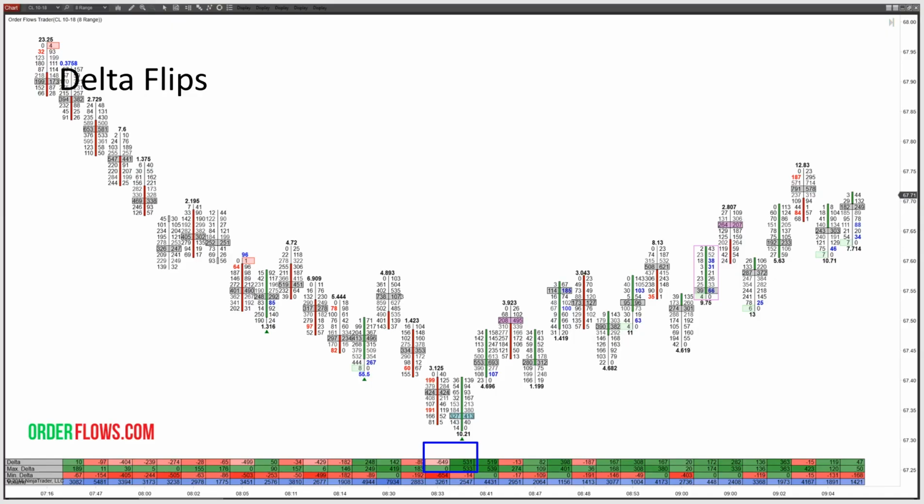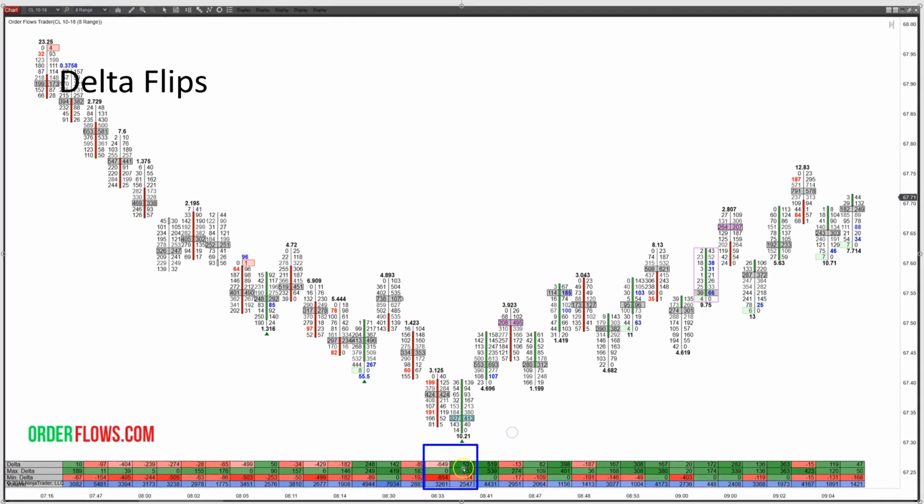So let's take a look here. This is how it would look. So you've got, this is a delta flip buy. So you've got minus 649 as the final delta. You can see the max delta is 0. So at no point was the delta positive in the bar. The min delta is minus 654. Should make this a little bit bigger.